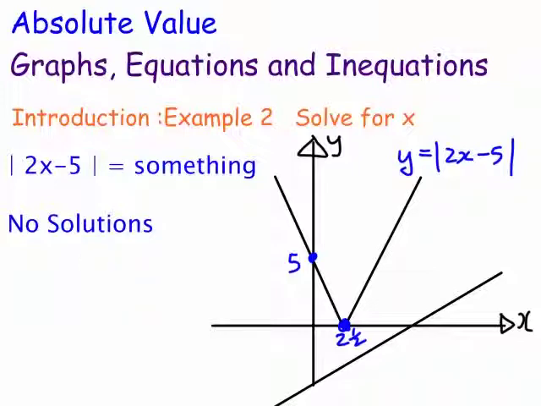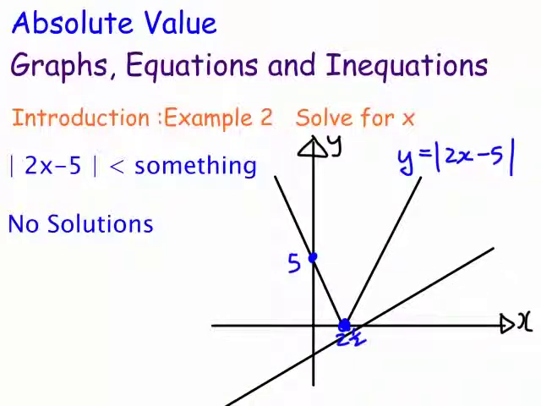Obviously, if this was an absolute value inequation, here we now have the absolute value of 2x minus 5 is less than something, with no solutions. You can see here, where is that graph less than that line? Well, there's nowhere it's less than that line. Let's make it have some solutions.